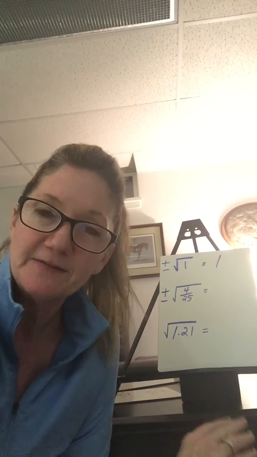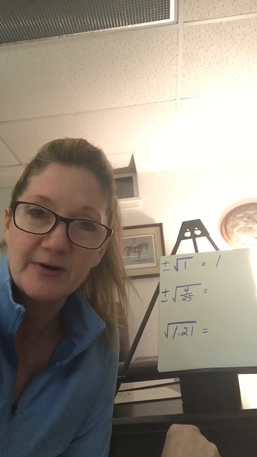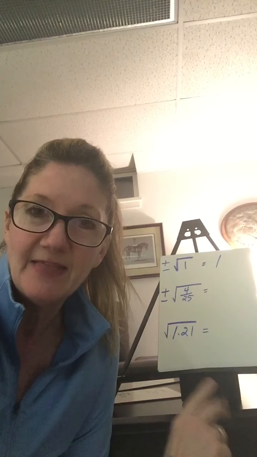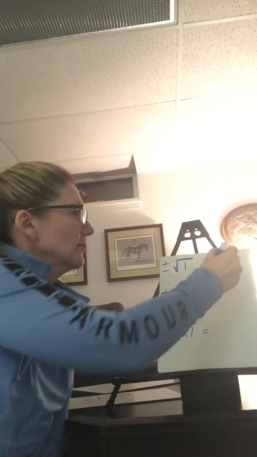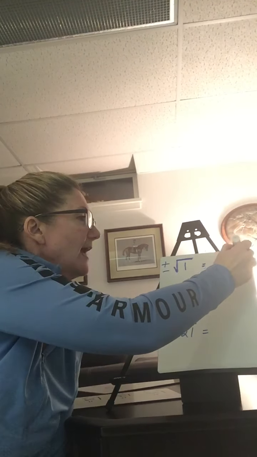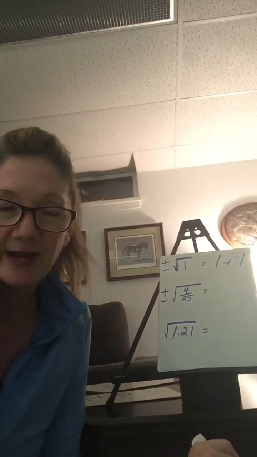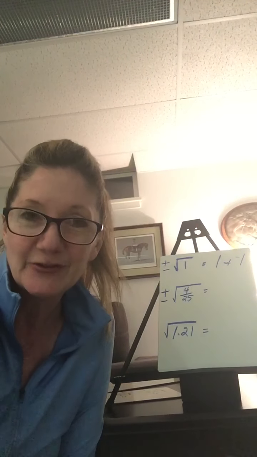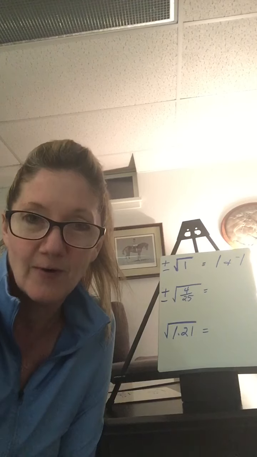So if you're asked to find the two square roots of a number, you want to give the positive and the negative of that answer. So here it would be 1 and negative 1. Okay? Because if you square either one of those, you'll get a positive 1.